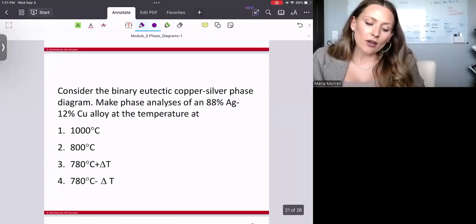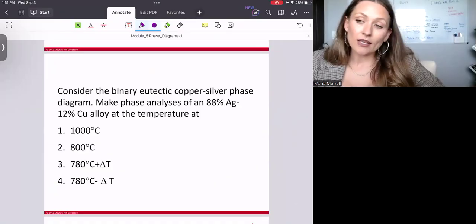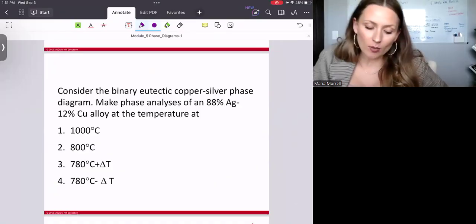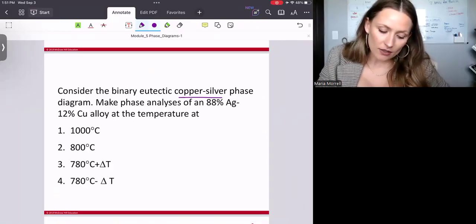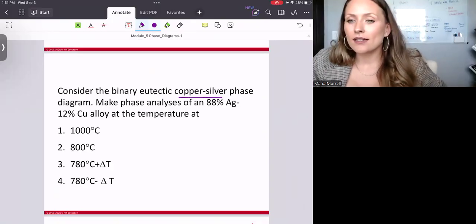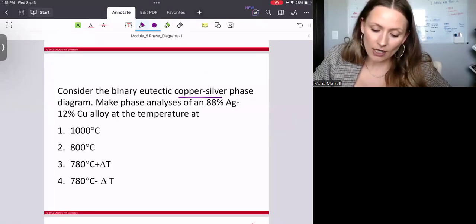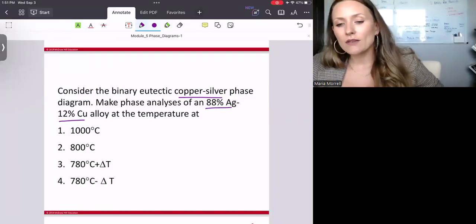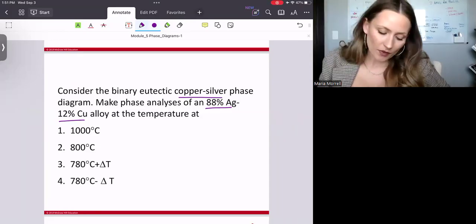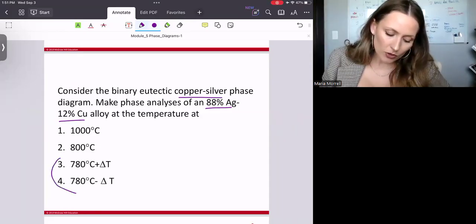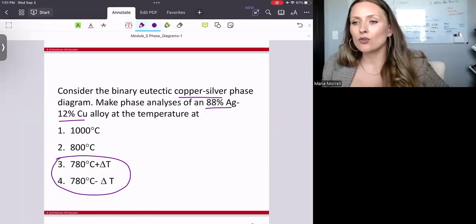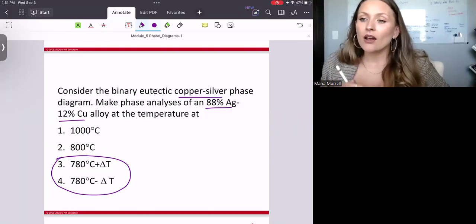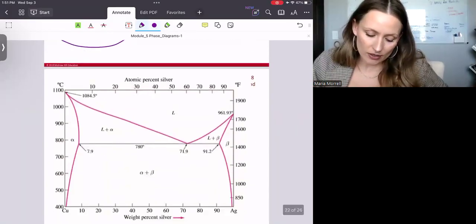All right, so now we are given again a eutectic alloy, but this time it's going to be a copper silver phase. And again, they ask us to make phase analysis when you have 88% of silver and the remaining 12% of copper. And they give us a bunch of temperatures. Perhaps why don't we look at these two? Because I feel like if you can complete either of those, then the rest should be relatively easy.